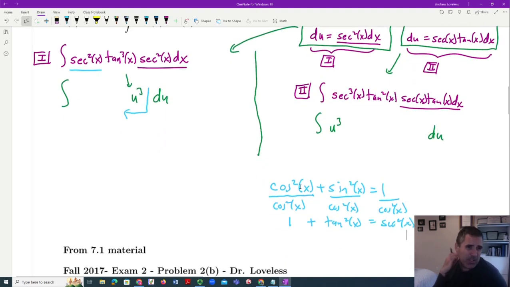So in this case, I'm trying to get rid of secant squared. So secant squared is 1 plus tangent squared.